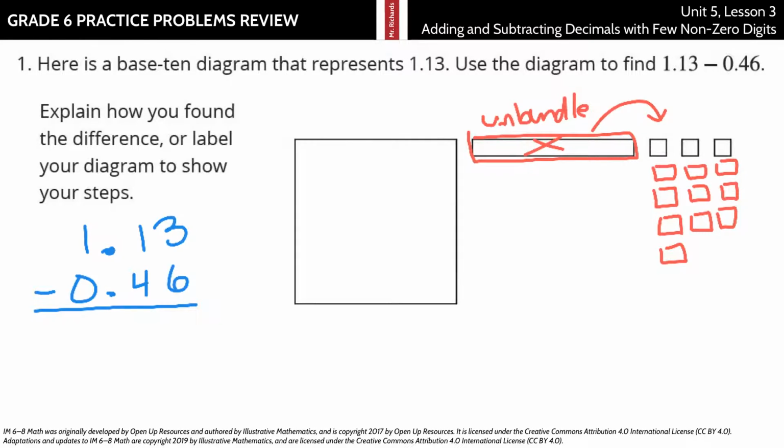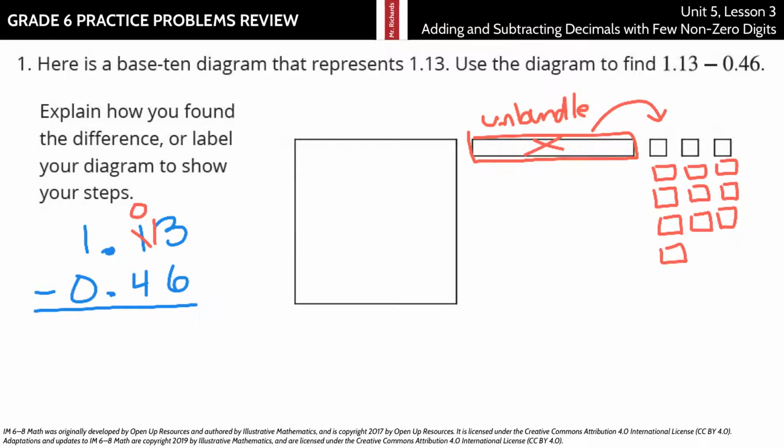And so this one has gone away. Essentially what we've done then is we've unbundled that 1 tenth. We have 0 tenths left. And now how many hundredths do we have? 1, 2, 3, 4, 5, 6, 7, 8, 9, 10, 11, 12, 13 hundredths. And so that's where those 13 hundredths come from.